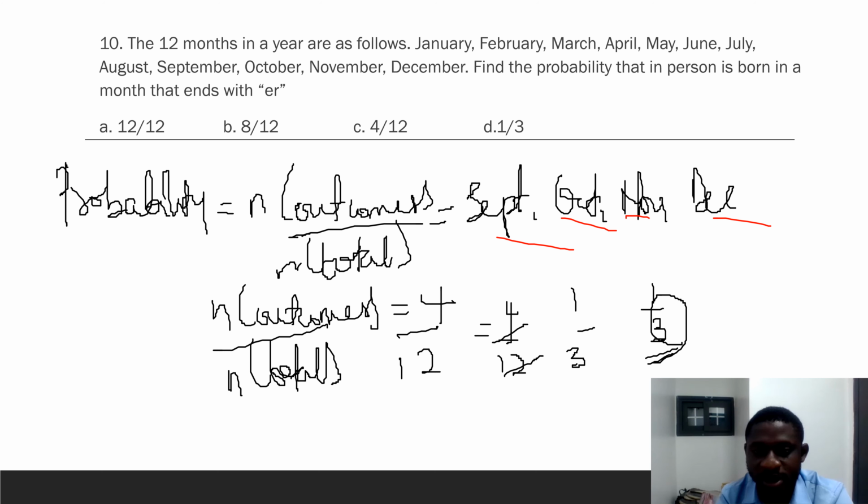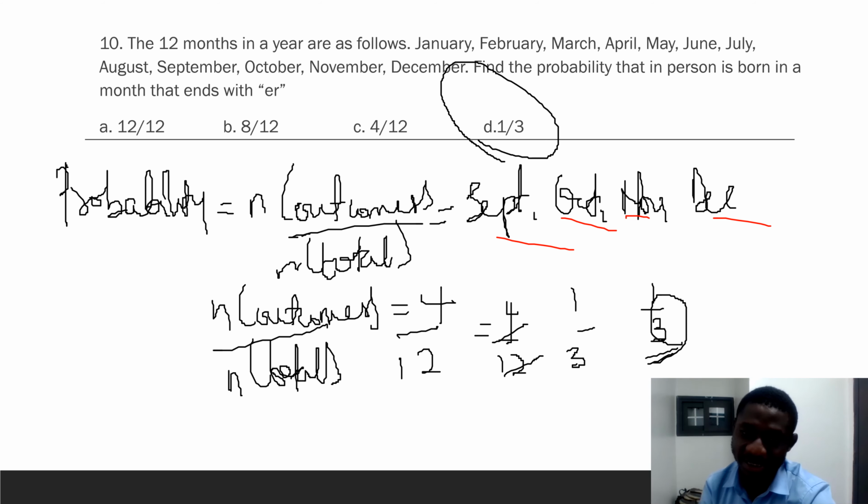Now looking into the options, we have what? 1 over 3 to be what? D, and that is the answer. Though you still have 4 on 12 as an option, in this case, you choose the most simplified of the answers. Now, we have gone through 10 of these questions. We have 10 more to go. Now, I'm going to give you some time. As I move to the next questions, I allow you some time, then you try it on your own.